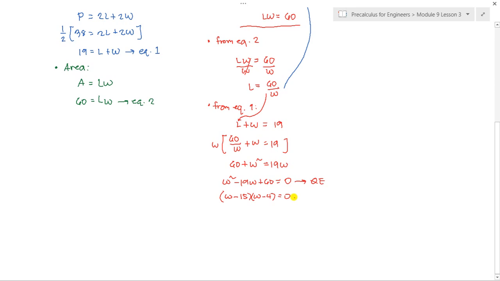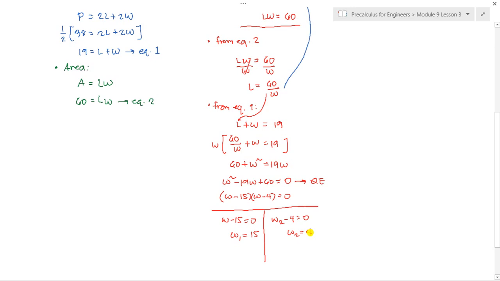So, therefore, we have two equations here. I mean, two roots, two values for w. So, w minus 15 is equal to 0. We have our first one, w1 is equal to 15. Then, w2 minus 4 is equal to 0. So, that is w2 is equal to 4.